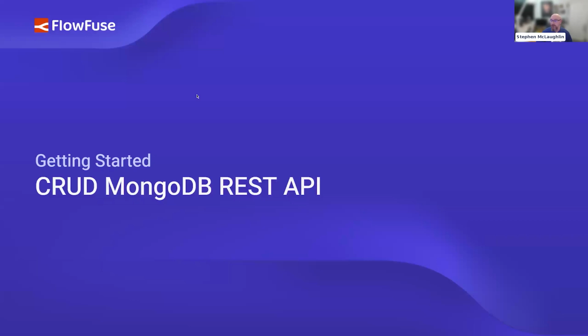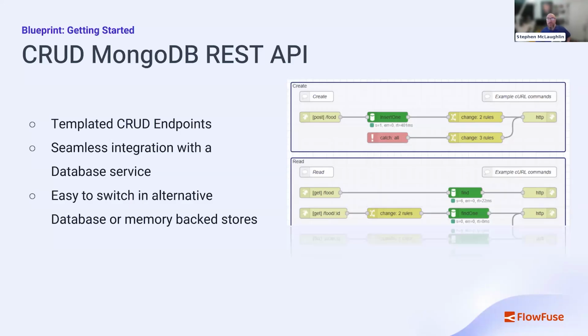So we'll get started with the first one, CRUD MongoDB REST API. And this is just what we have right now. We chose Mongo as our first example for a CRUD. It could be anything. So to get us started, I'm going to show you how we create these. And I'm going to dive out of the slides for just a moment while we do that.